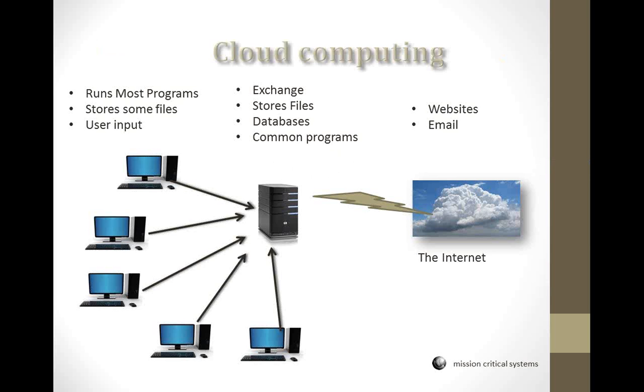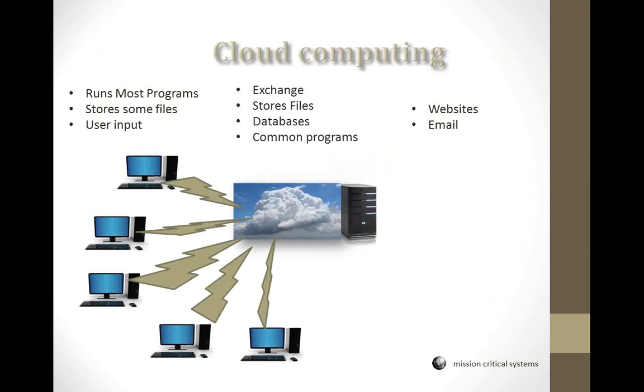Now, cloud computing is a little bit different. Under cloud computing, the computers are going to connect to the server through the internet using a secure connection. So the server is probably located somewhere else, off-premise. It could be in the same state, it could be in a different state, it could be just a few states over. And the workstations use a secure connection to get connected to it.